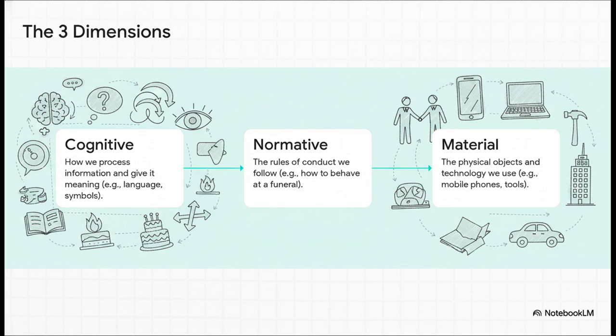Next up is the normative dimension. These are the rules for how to behave. For instance, you act one way at a party and a completely different way at a funeral, right? That's the normative part. And finally, there's the material dimension.